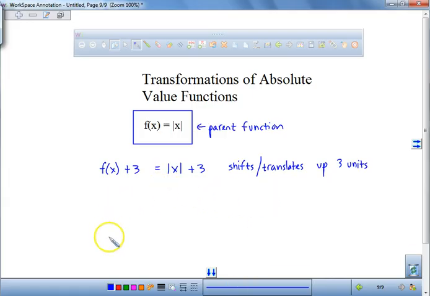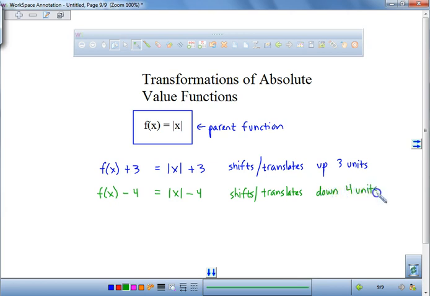Well, what do you think is going to happen if I say f of x and I put minus 4, which would basically mean the absolute value of x minus 4? Well, that still shifts the graph or translates, but this time we're going to say down 4 units. So this deals with up and down.